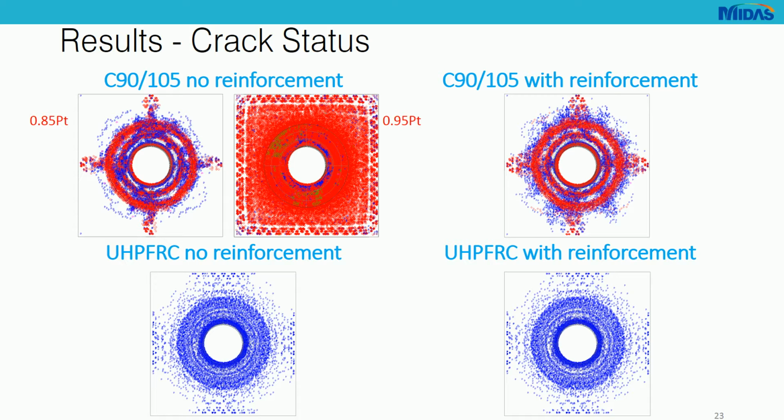It is difficult to get convergence in the model, and as you can see, everything is basically cracked, fully open. Whereas in the ultra high performance fiber reinforced concrete models, both have just partially open cracks. We can see that the two solutions, with and without the reinforcement, behave fairly similarly. There is just a very small contribution of the reinforcement to the crack distribution.